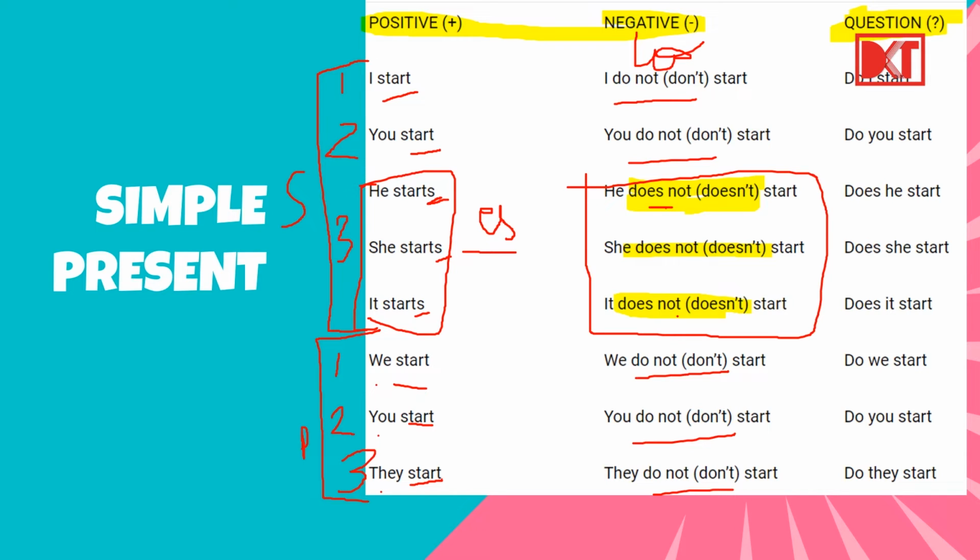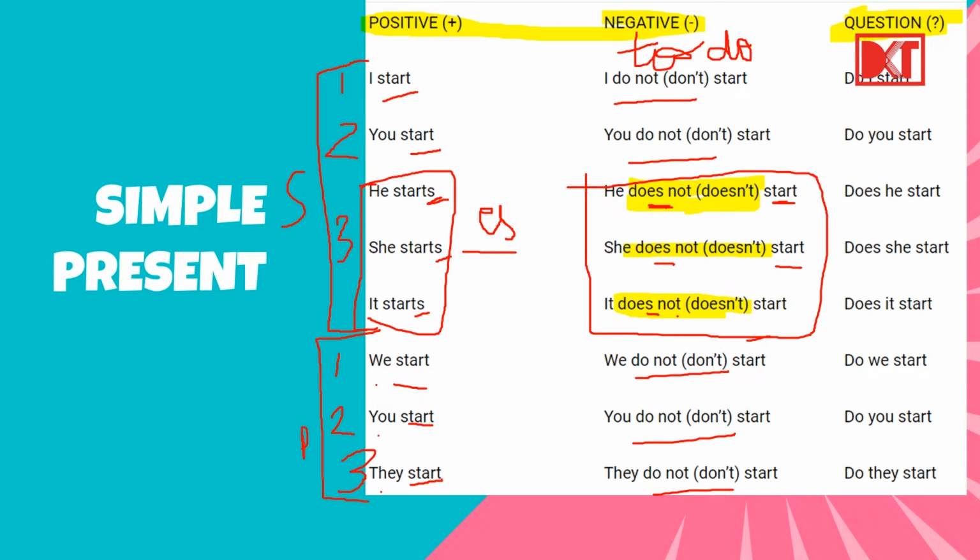And start becomes the second verb. So the verb here becomes to do. And this ES is included in here, does. Alright, so this verb start remains in the original form, for the singular and the plural both.